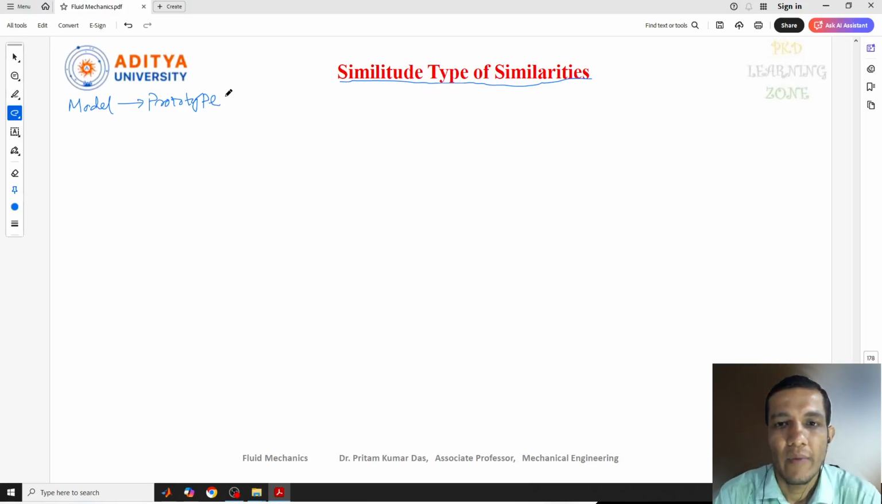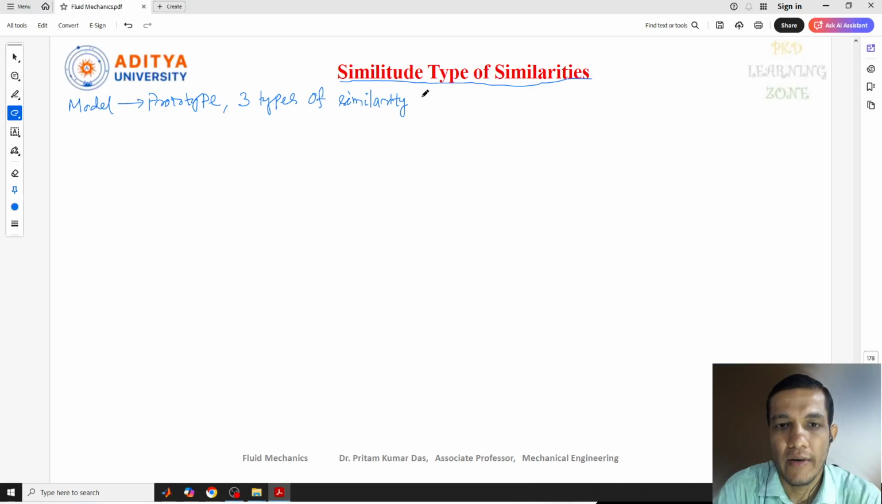So what kind of similarity should be there? We have some kinds of properties in our dimensional analysis. We have seen geometrical dimensions, kinematic dimensions and dynamic dimensions. So here also the similarity between the model and prototype should be the same in terms of geometrical similarity, kinematic similarity and dynamic similarity. So we can write here that three types are there.